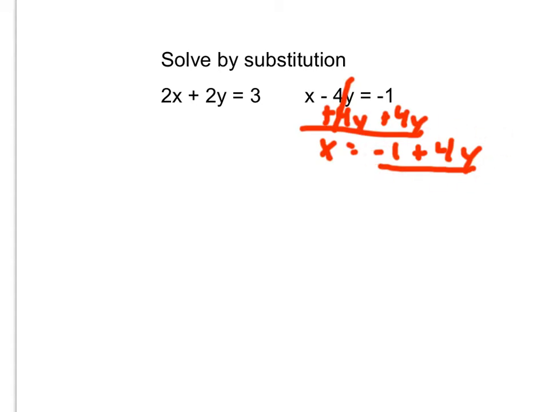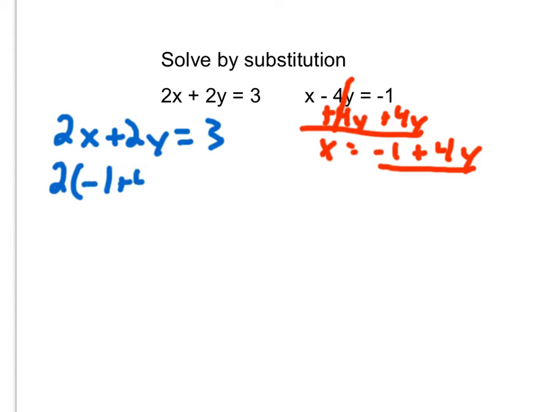So step 2: we're going to start with 2x plus 2y equals 3. Instead of saying 2 times x, now I'm going to say this is 2 times the expression I got over here, which is -1 plus 4y. So this is 2 times my x that I got over here. Now I need to add on 2y equals 3.